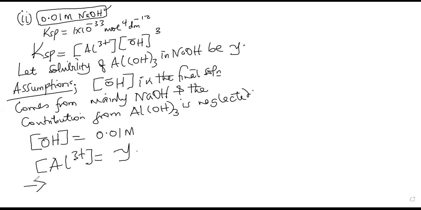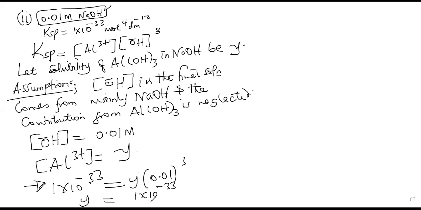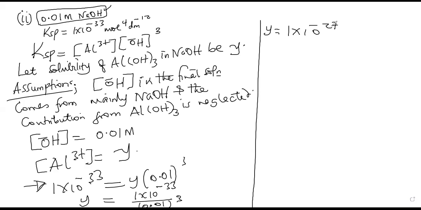By substituting in the KSP expression, 1 exponent negative 33, KSP does not change being a constant, is equal to the concentration of aluminum ion, which we say is Y, times the concentration of hydroxide, which is 0.01, cubed. So Y will be 1 exponent negative 33 over 0.01 cubed. This will give you the value of Y as 1 times 10 to the power negative 27.